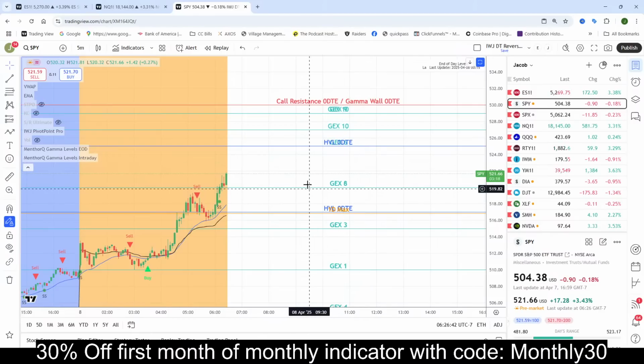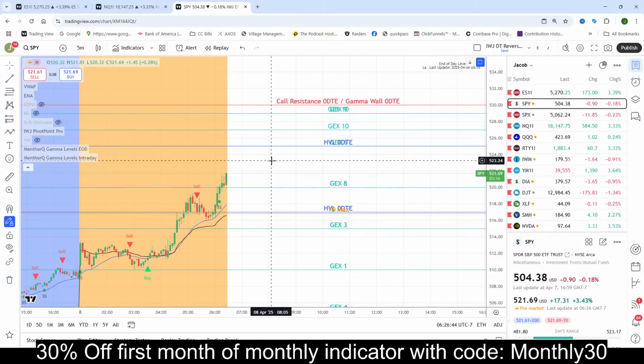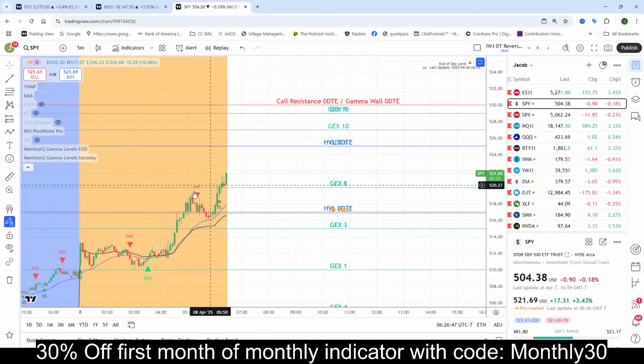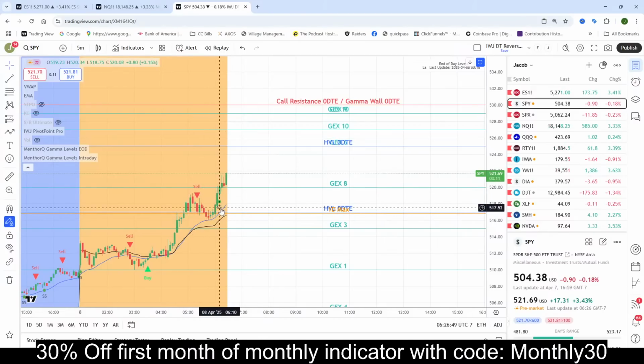And then you need to understand what you're looking for when you trade. So right now we had a sell. We got a sell stop right here. And this is pre-market. We don't trade this, but this is how you understand what we're looking for.